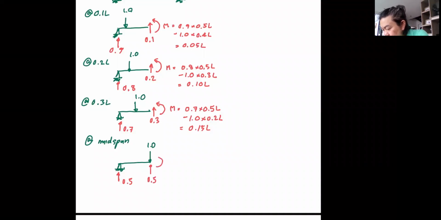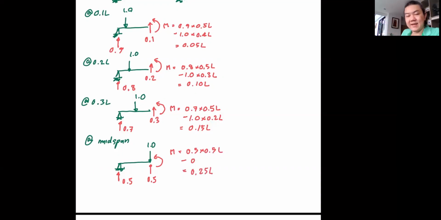Now the moment. The moment is now 0.5 multiplied by 0.5 L minus 0, right? Because that's a moment at midspan. So it becomes 0.25 L. So you can now see that I can take all these values and plot. But before we do that, let me try to get this into your head. You should be able to do this since the day of statics, but I kind of doubt it.